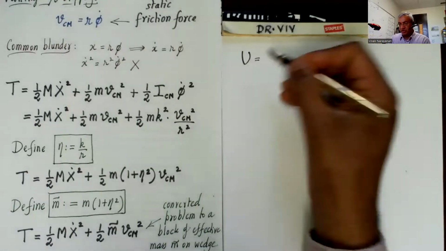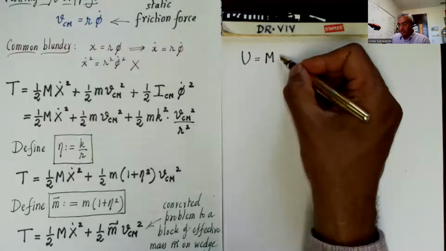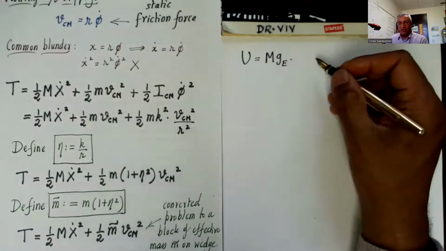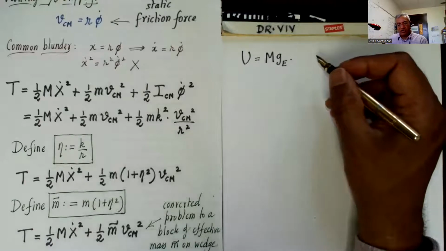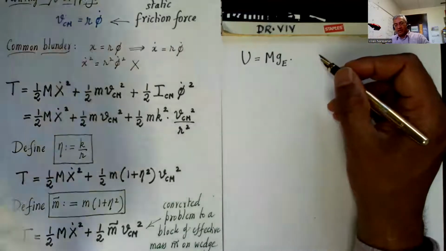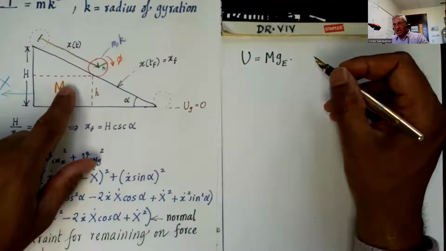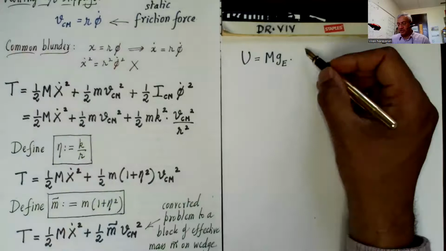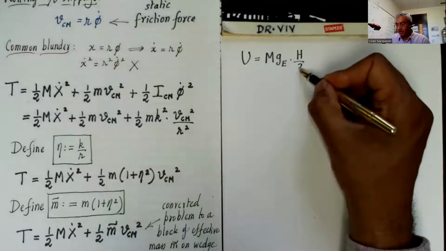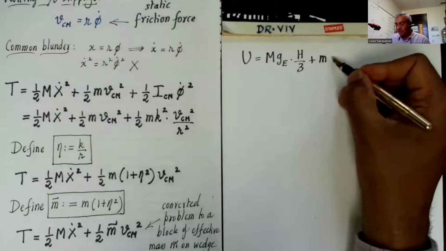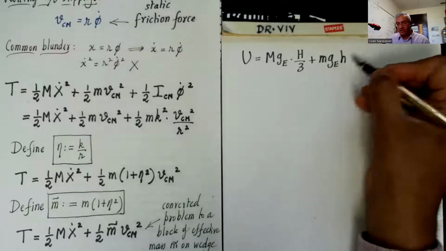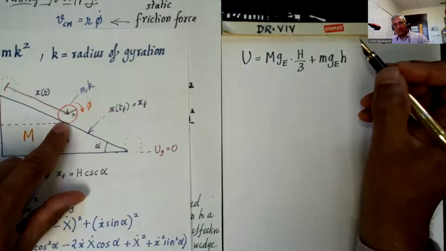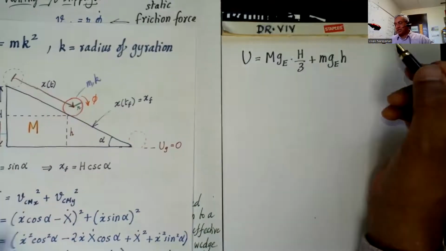U is, now by the theorem of geometry, G sub E is Earth's gravity. So by the theorem of geometry known as Apollonius's theorem, the center of gravity of a triangular wedge is located at the 1/3 height. That's a standard result in elementary geometry. So that's h over 3 plus mg times h, because we have agreed that the potential energy of this object is going to be reckoned from the point of tangency.